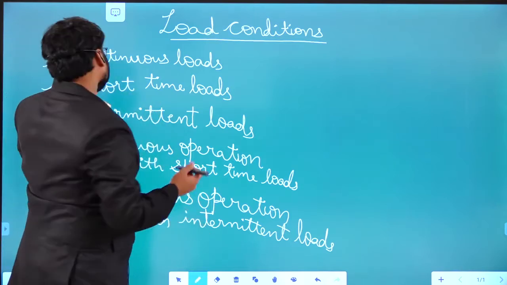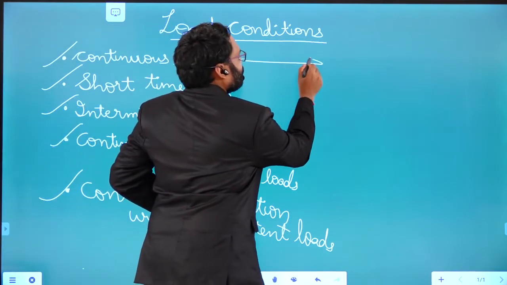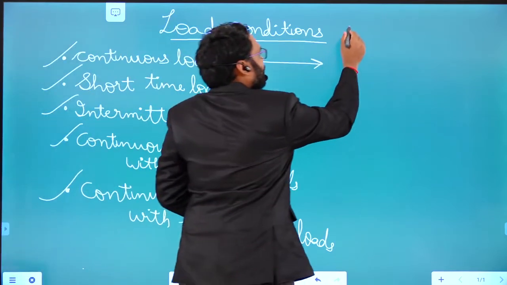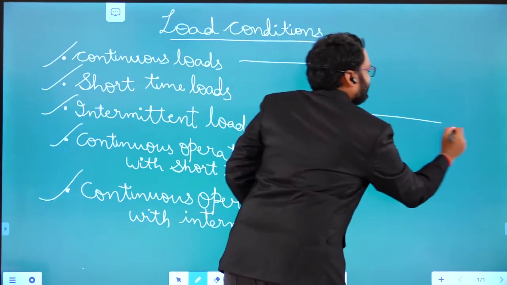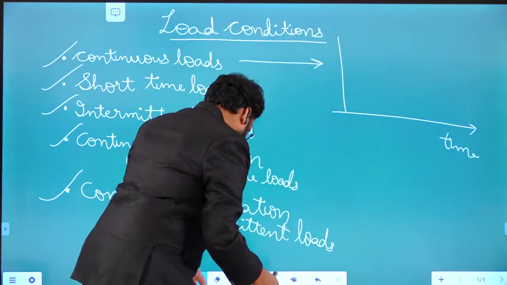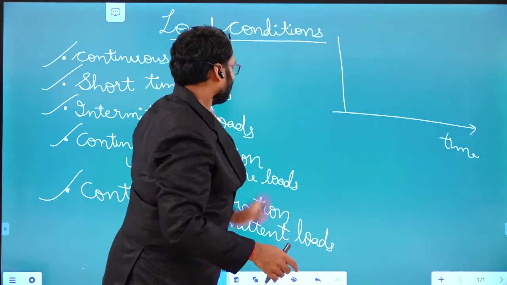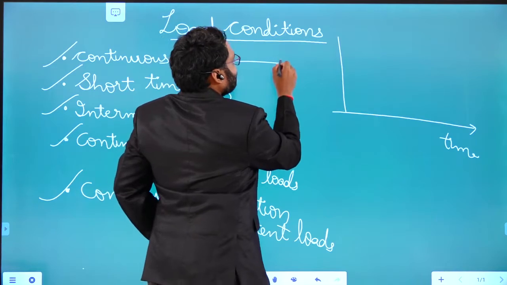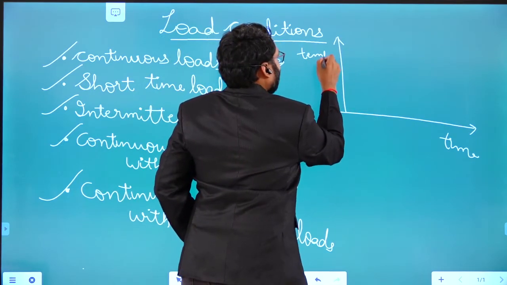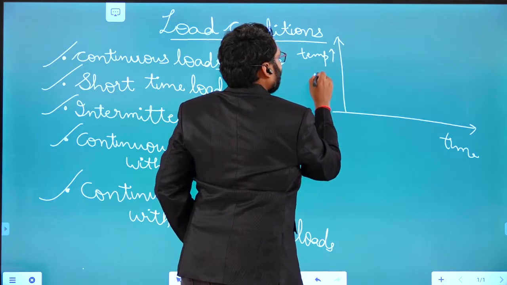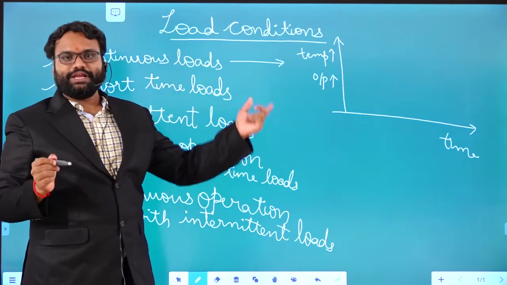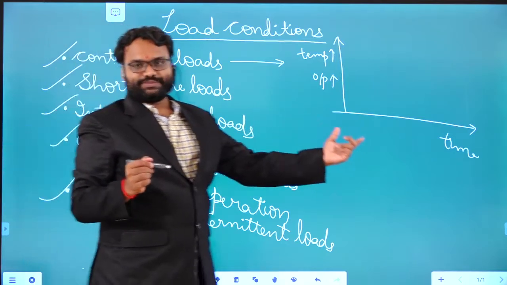So the first and foremost thing is continuous loads. In continuous loads, what will happen if I plot with respect to time, temperature and output? With respect to time, I am plotting the temperature and output.